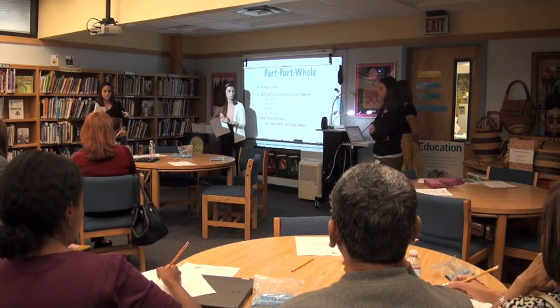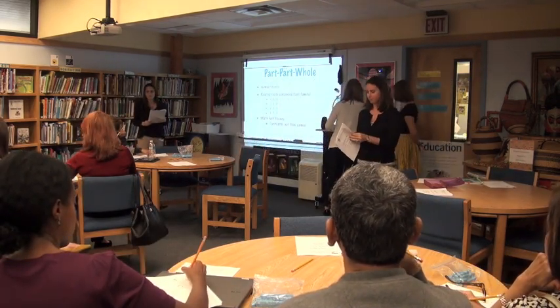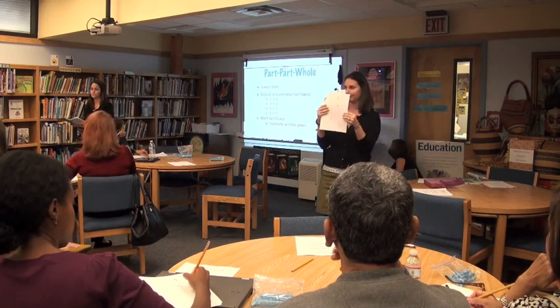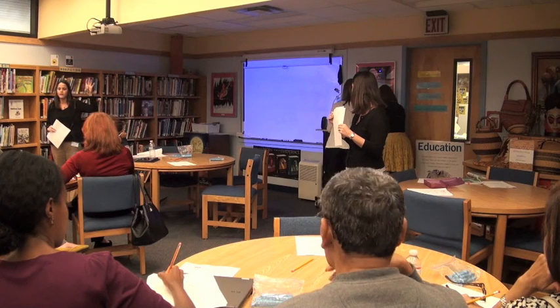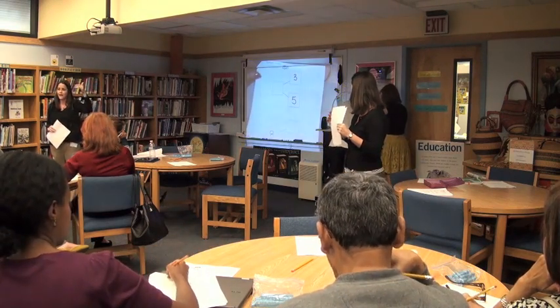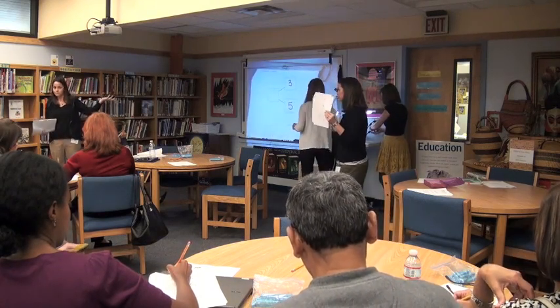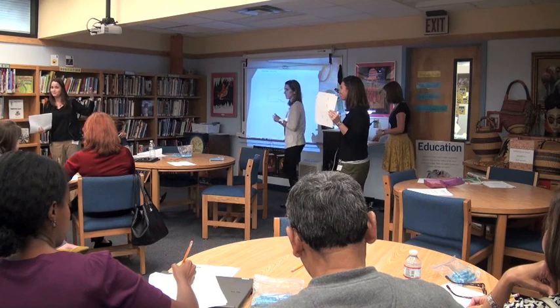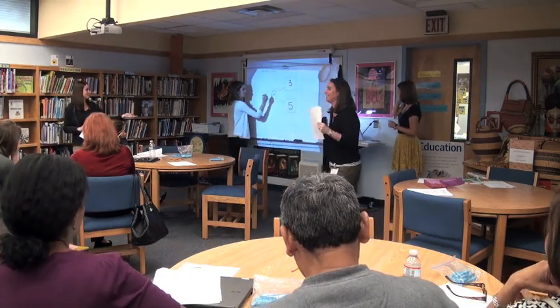So if you'll turn in your packets, on that first page, you'll see some number bonds. The top one, you have 3 and 5, and the whole is the one that's off to the side by itself. They would have to add the 3 and the 5 together, and your whole would be 3 plus 5 equals 8, or 3 and 5 is the same as 8.